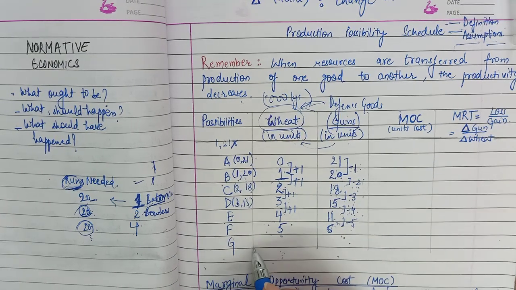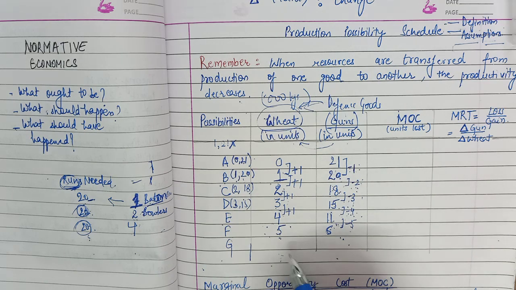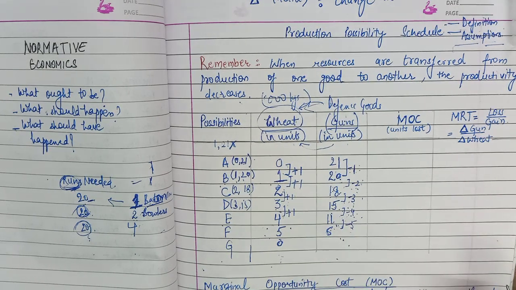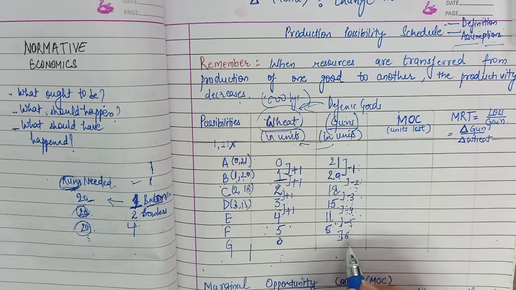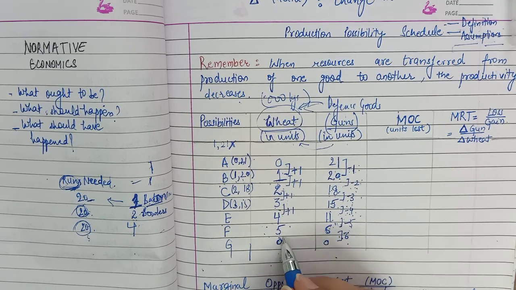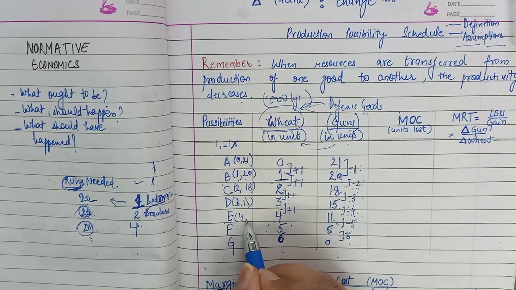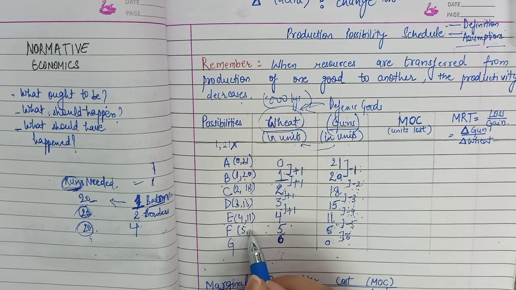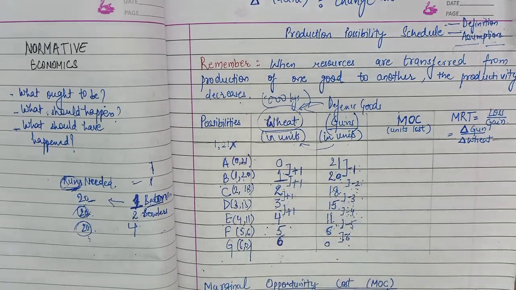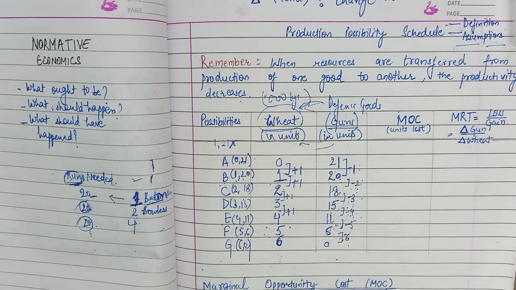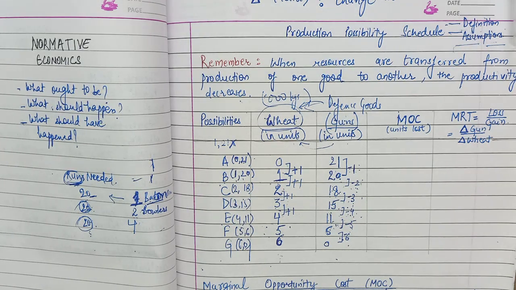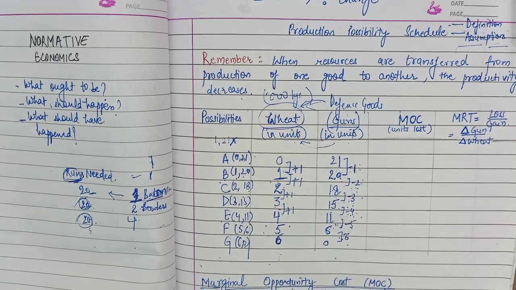And if we shift all our resources towards wheat now, and no resource for guns is left, so now we are actually losing all 6 units of guns, and there is 0 units of guns. So this is also one of the possibilities. So we have these combinations with us: 4, 11, 5, 6 and 6, 0. So these are the various possibilities which economy can produce if all the resources are utilized most efficiently, and we are producing just 2 goods. That was an assumption. Okay.